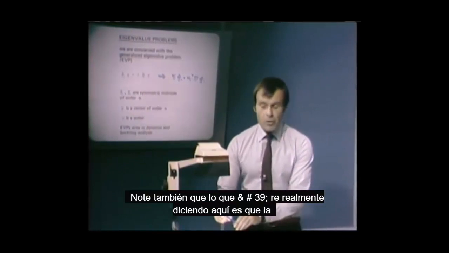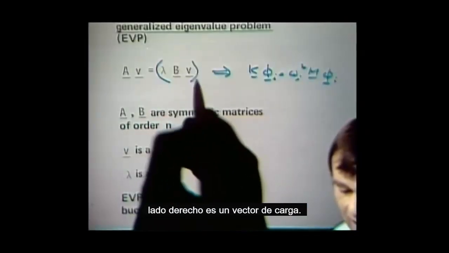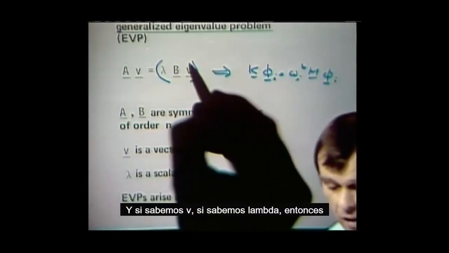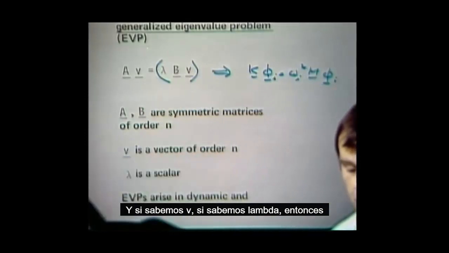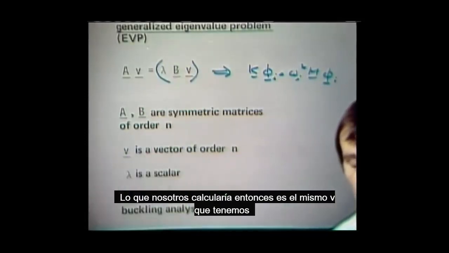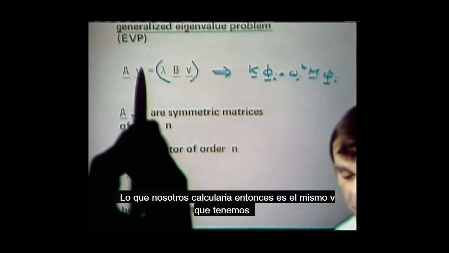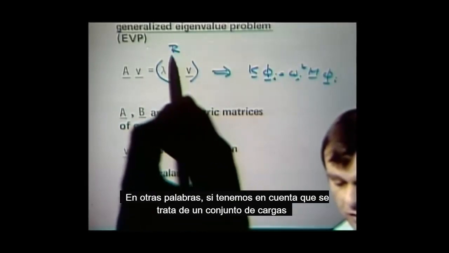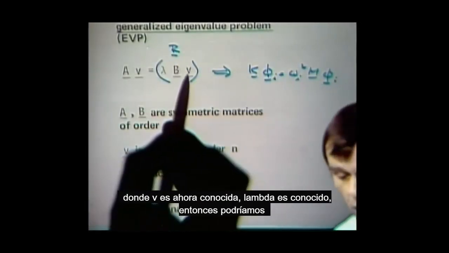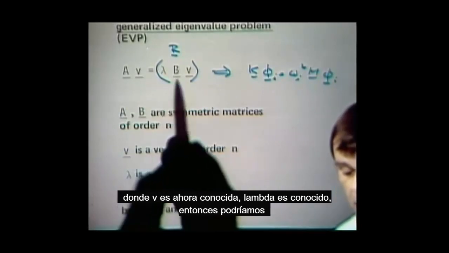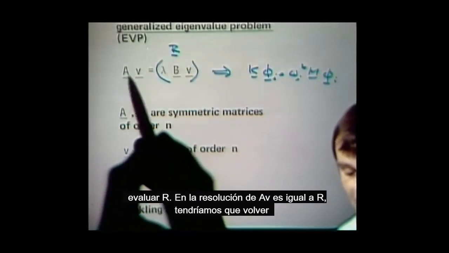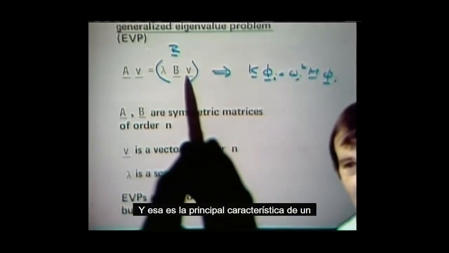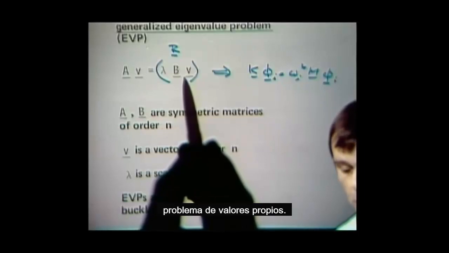Notice also that what we're really saying here is that the right-hand side is a load vector. And if we know V, if we know lambda, then we know the load vector. What we would calculate then is the same V that we have substituted here. In other words, if we consider this to be a set of loads where V is now known, lambda is known, then we could evaluate R, and solving AV equals R, we would get back our V that we substituted into here. And that is the main characteristic of an eigenvalue problem.